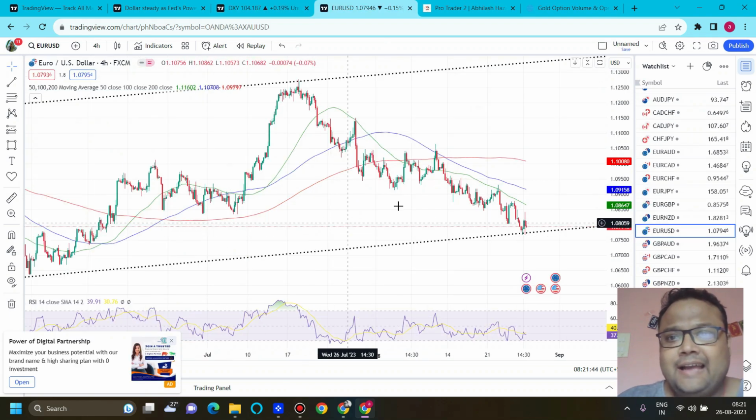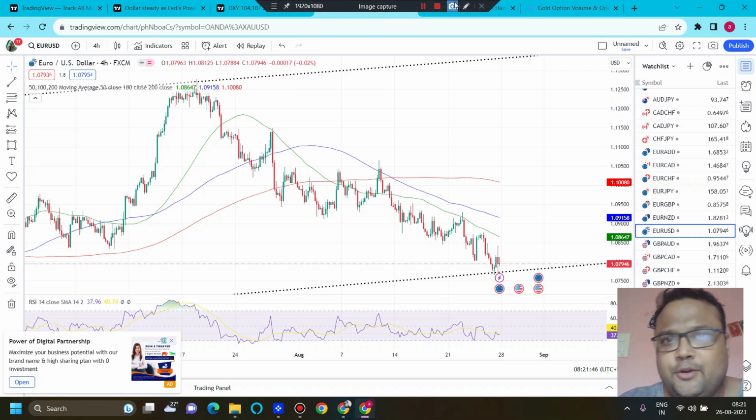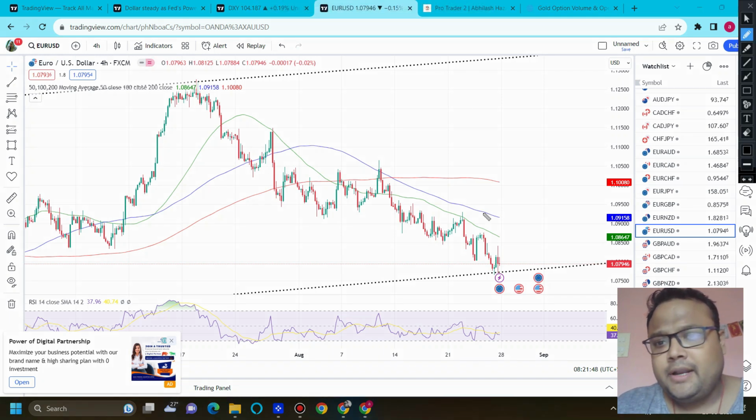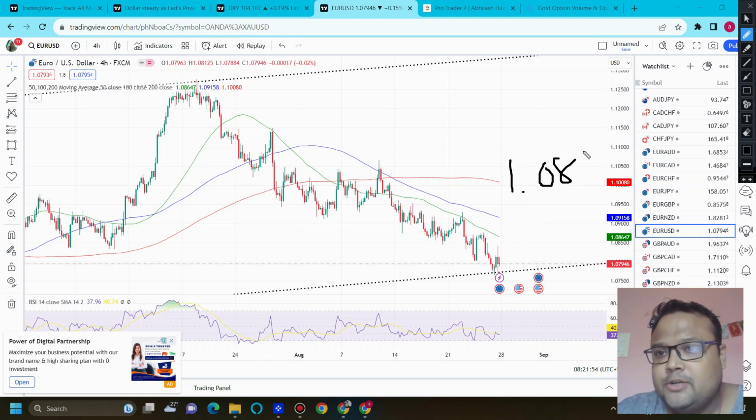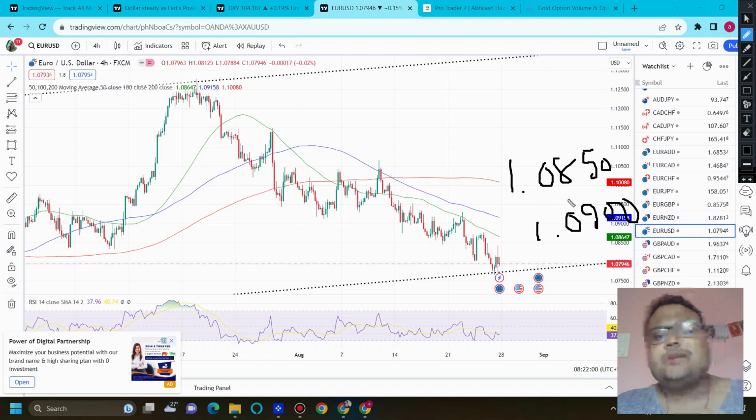And in case the market shows upside, Euro USD shows upside on Monday, then you can obviously consider a sell position around 1.0850, 1.0900. Around these two levels you can consider a sell position.